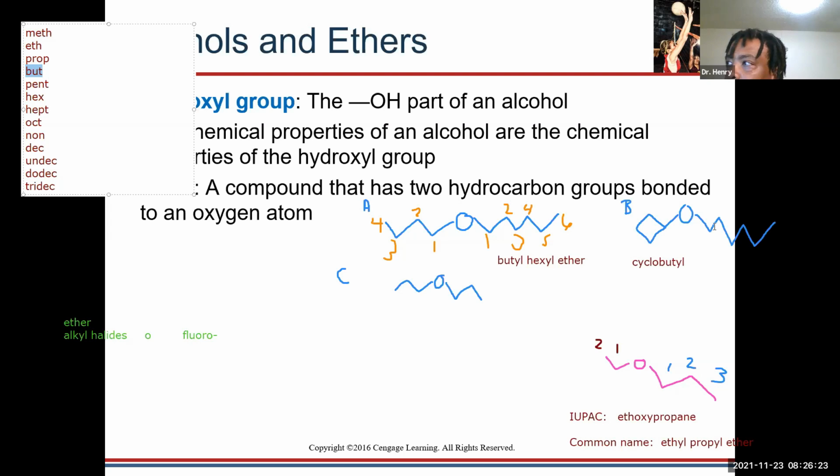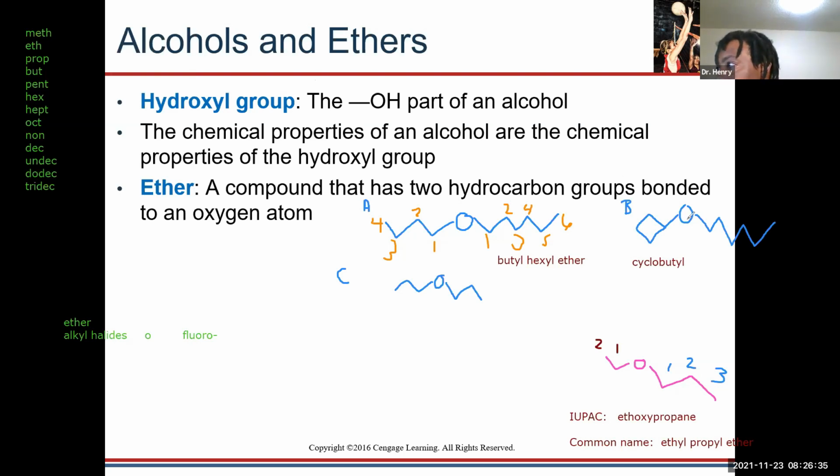And then on this side, it's 1, 2, 3, 4, 5, 6. So 6 carbons. Count that out at home. That's 1, 2, 3, 4, 5, 6. So 6 is what? What would be the hex? That's right. So it's hexyl ether.